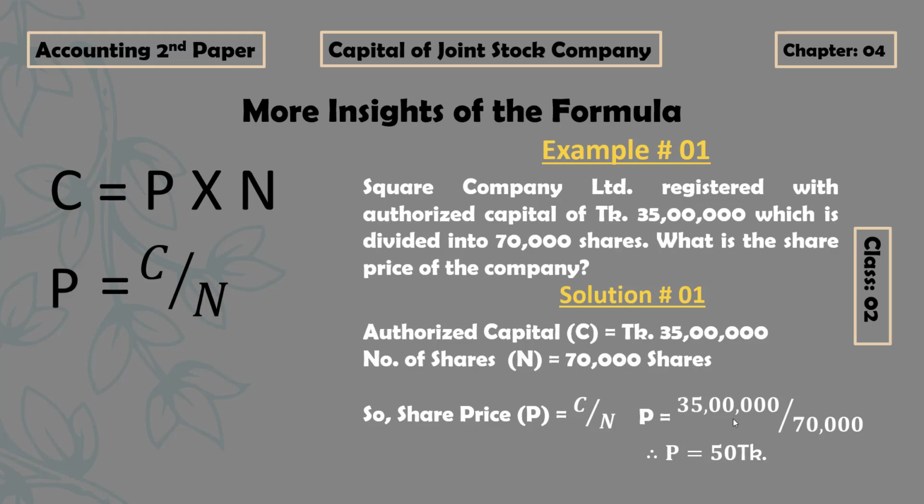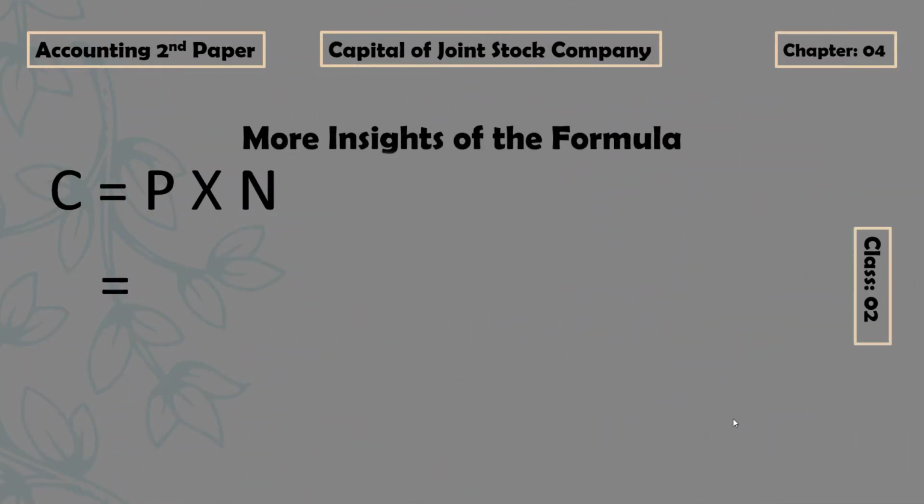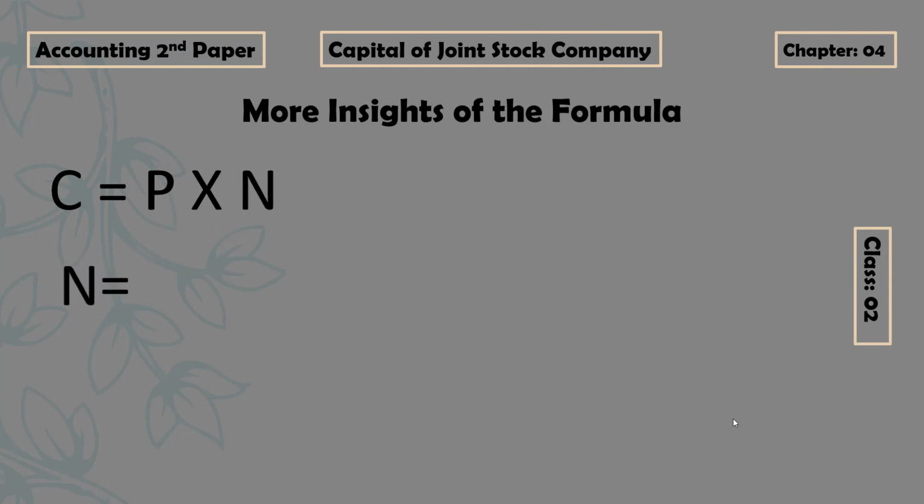Let's see another facet of this formula. Here we are going to find the number of shares. So we divide capital by price per share and we find N. So the formula stands: N equals C by P.